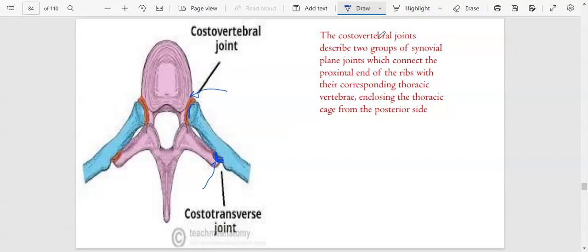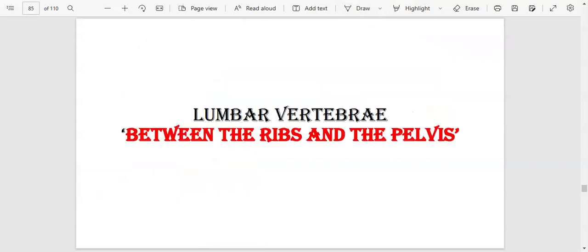costovertebral joint, and the costovertebral joint describes two groups of synovial plane joints which connect the proximal end of the ribs with their corresponding thoracic vertebrae, enclosing the thoracic cage from the posterior side. So posteriorly, these ribs connect with the vertebrae at the back. So these costovertebral joints are a type of synovial joint. That is also very important for us to know.